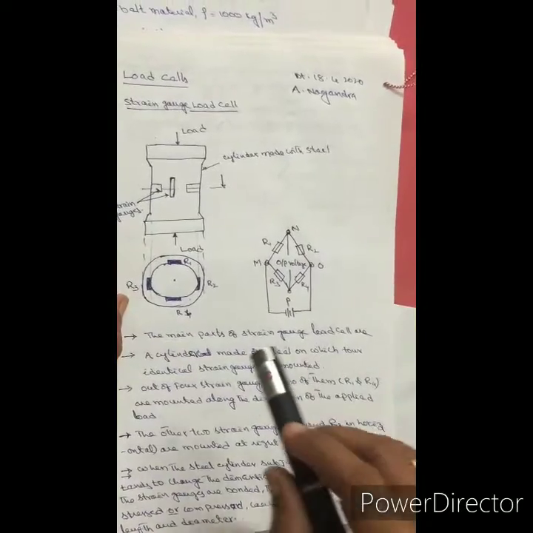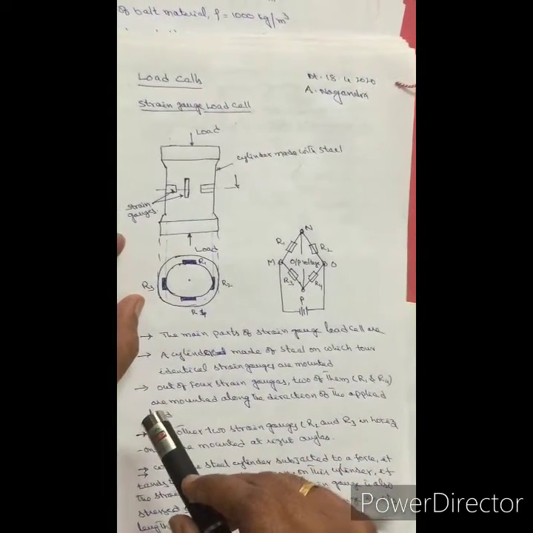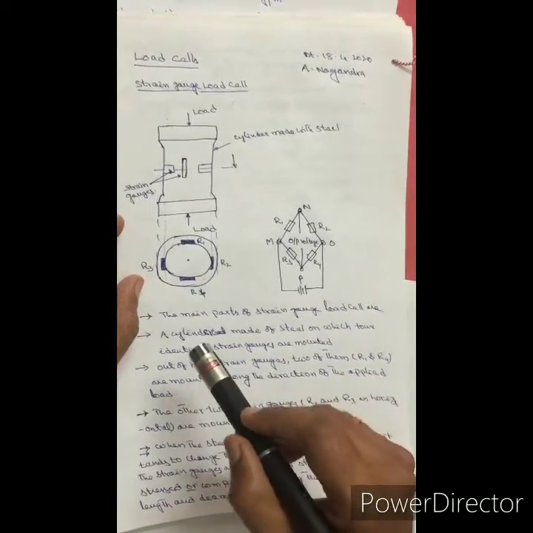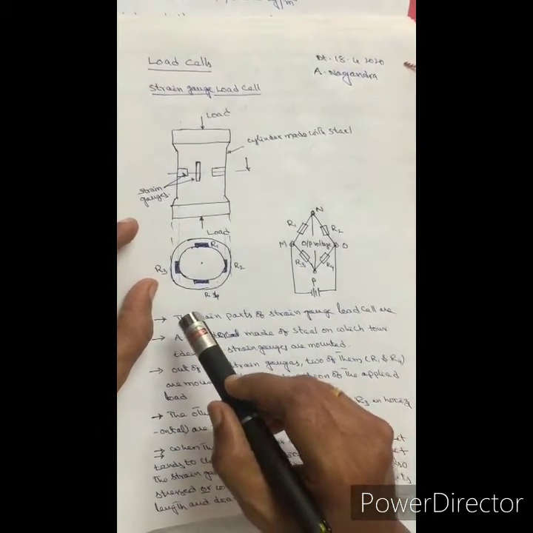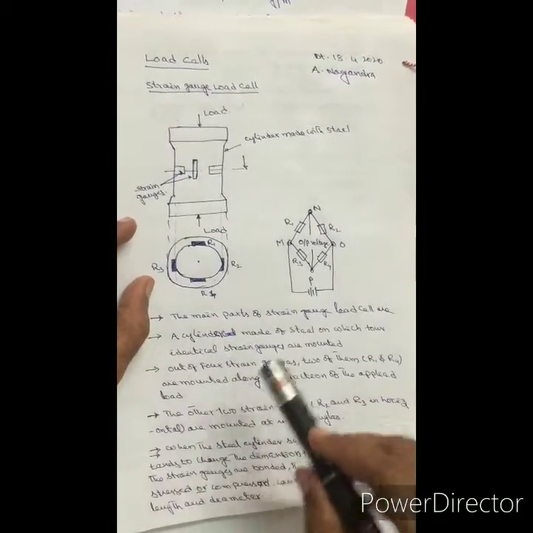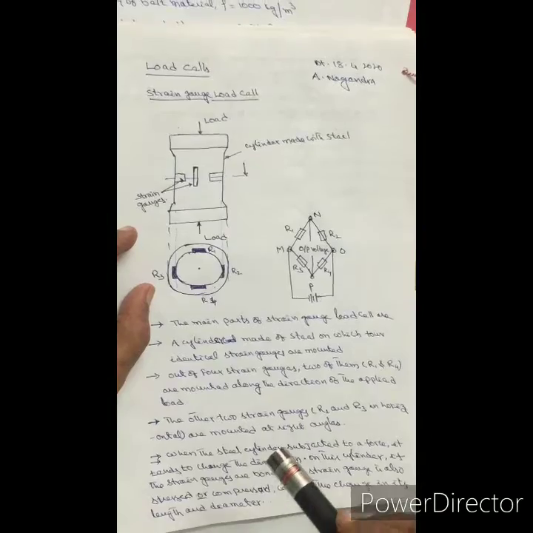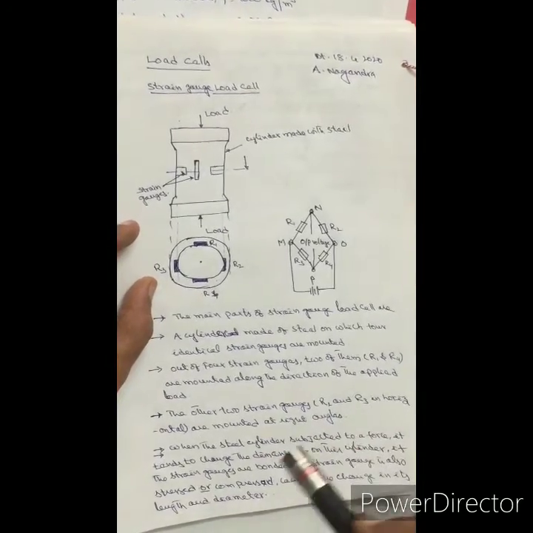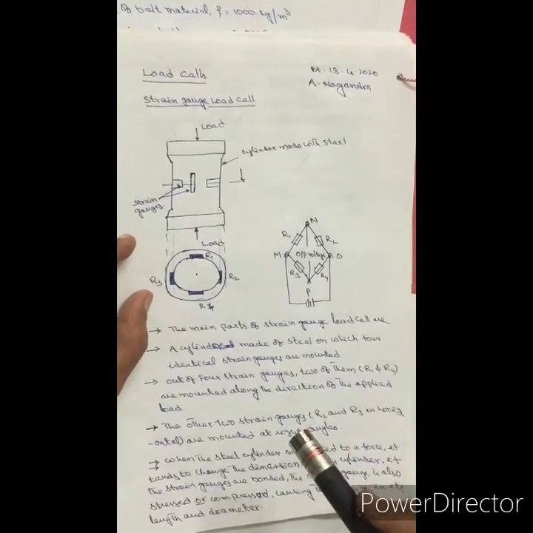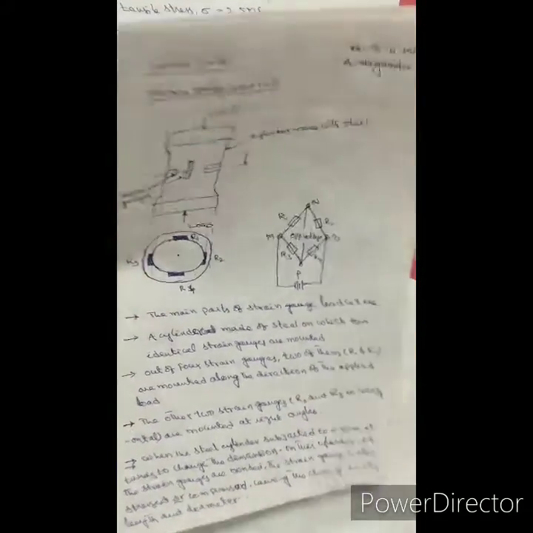That compressive force goes to resistances R1 and R4, the applied force direction, and the other resistances, R2 and R3, are at right angles. Due to this we find out the strain in the load cell. What is the definition of strain? Change in length divided by original length is called strain.